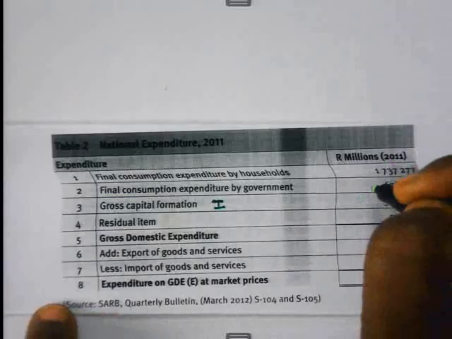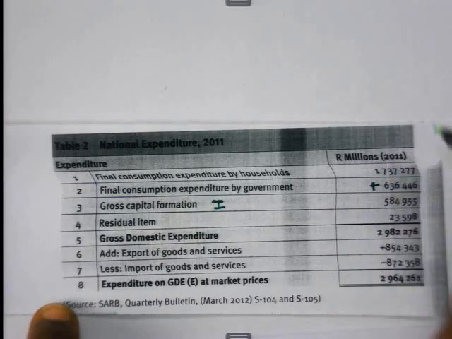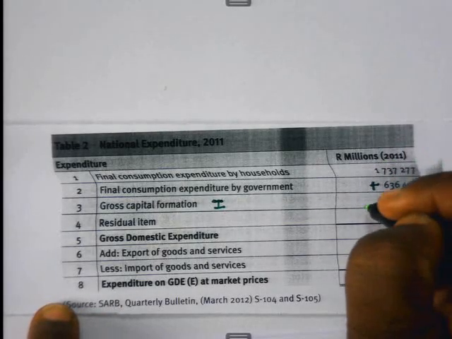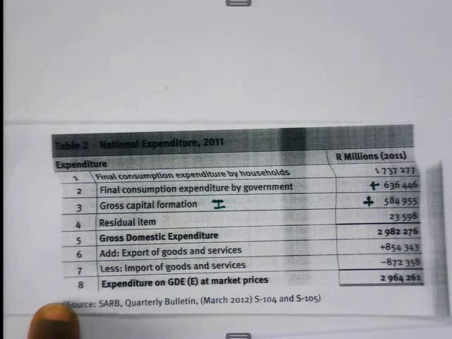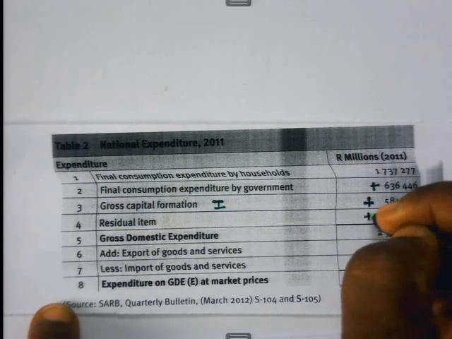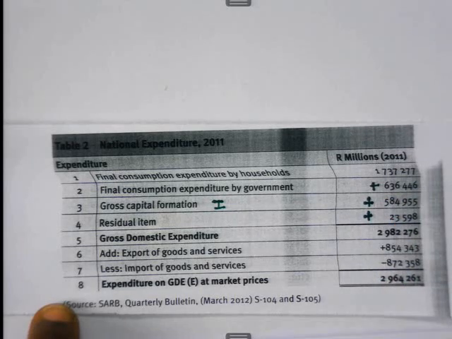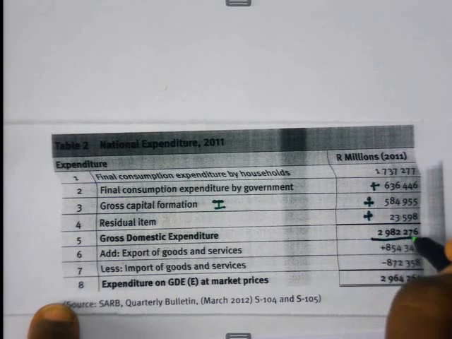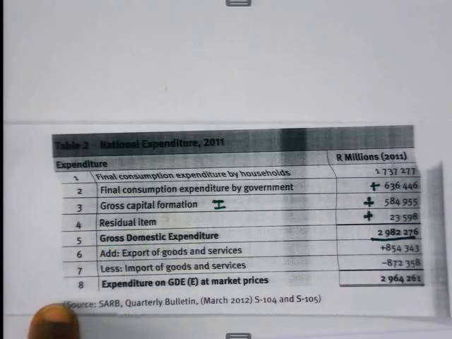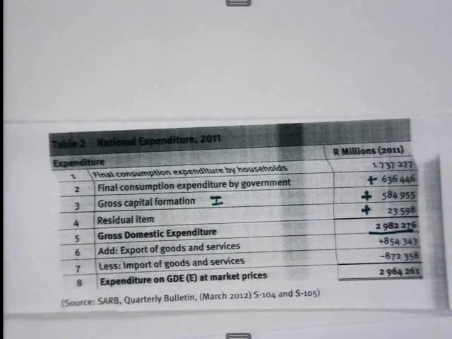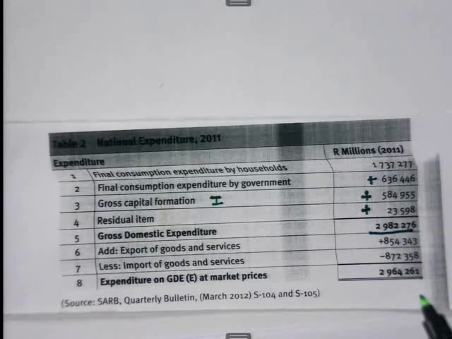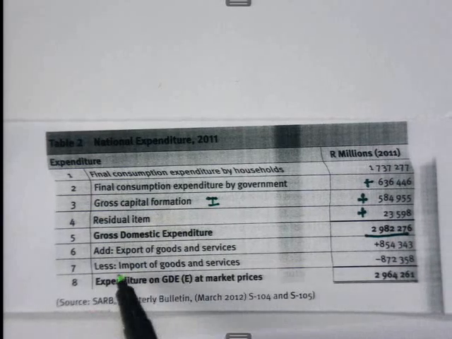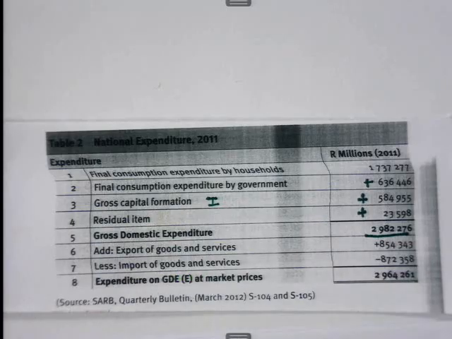We add spending by the government to spending by the household, spending on machinery by firms, as well as the value for residual items, and that is going to give us the total. Gross means total. Gross domestic expenditure. But remember, we always subtract what? We always subtract the imports. Less import of goods and services.